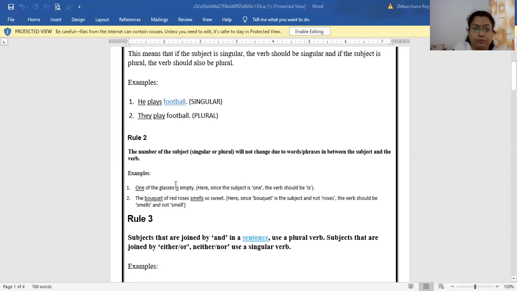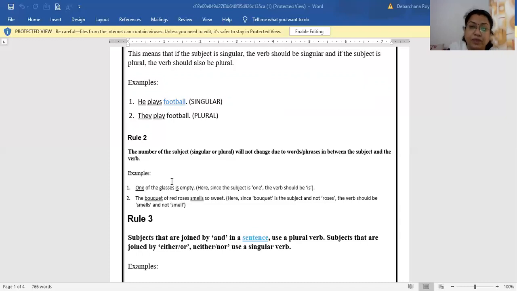Rule number 2. The number of the subject, singular or plural, will not change due to words or phrases in between the subject and the verbs. Example, one of the glasses is empty. Here, since the subject is one, the verb should be is.